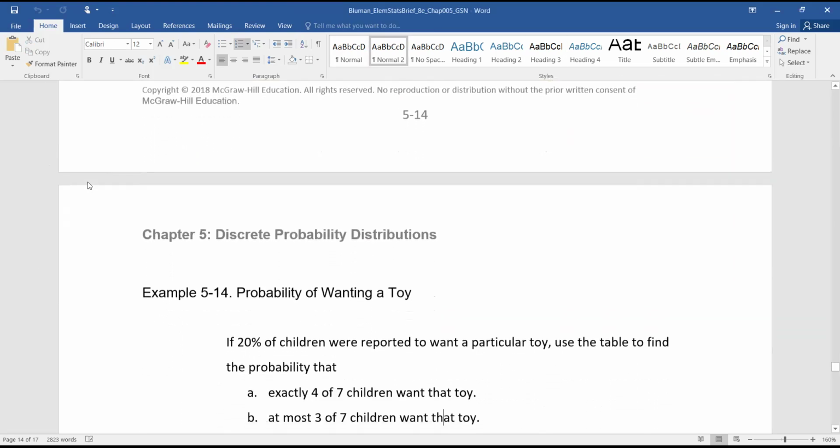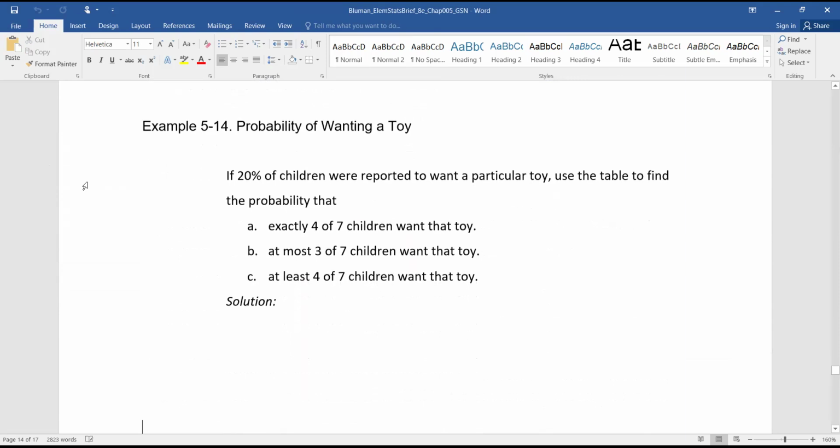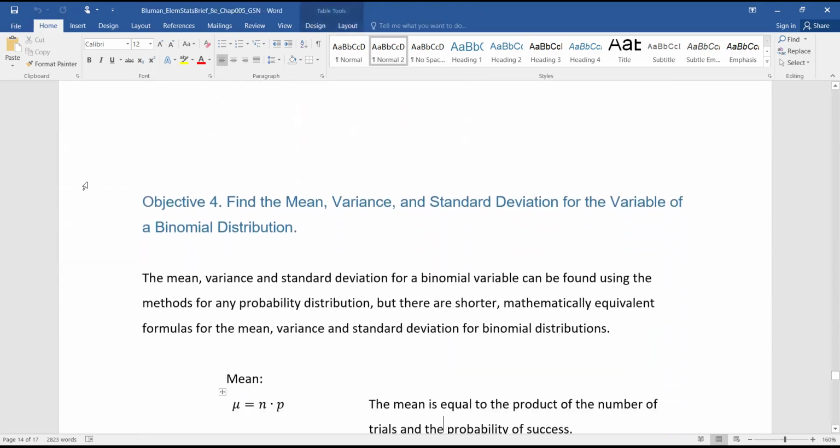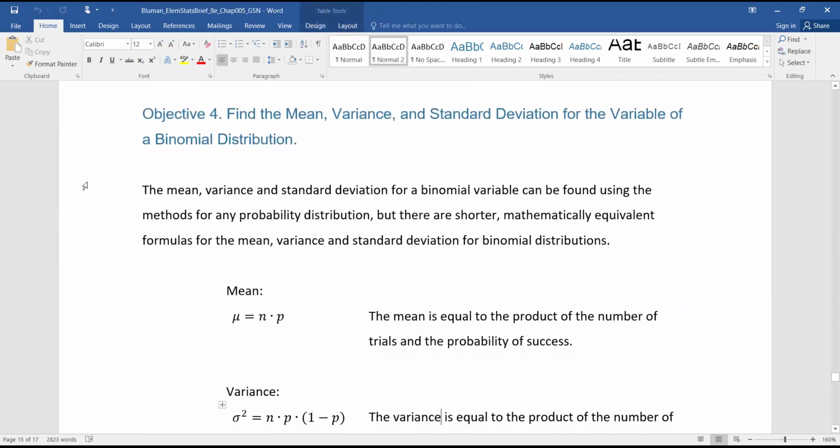All right. So in example 14, we just did that. So let's look at our fourth objective. We're going to find the mean, variance, and standard deviation for the variable of a binomial distribution. The mean, variance, and standard deviation for a binomial variable can be found using the methods for any probability distribution, but there are shorter, mathematically equivalent formulas for the mean, variance, and standard deviation for a binomial distribution.